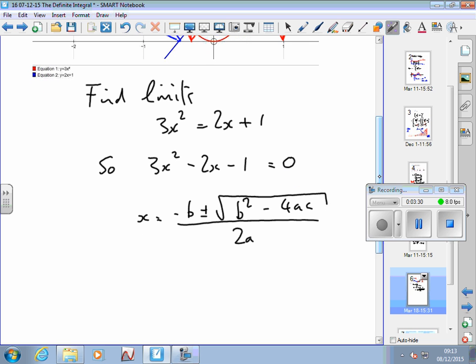And the quadratic formula, what are a, b and c? They are the coefficients of these numbers. A is the coefficient of x squared, b is the coefficient of x, and c is the number on its own. So I know that a equals 3, b equals minus 2, don't forget the negative sign, and c equals minus 1. So I now plug them into this quadratic formula.